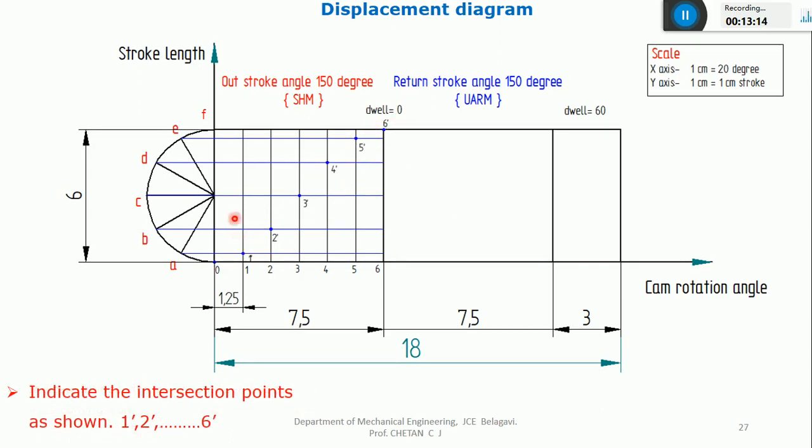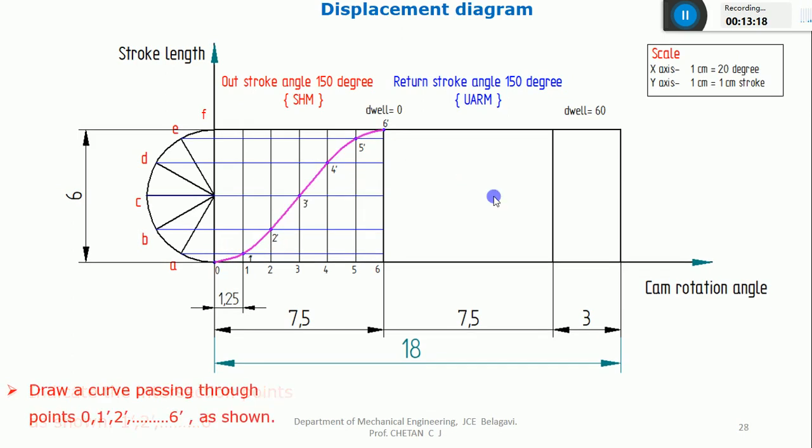So I got 6 intersection points, and I'll draw the curve passing through all these points. So this is the pink colored one. This is nothing but the displacement diagram for the outstroke, which is with simple harmonic motion. Okay, and after that I'll go with the return stroke.